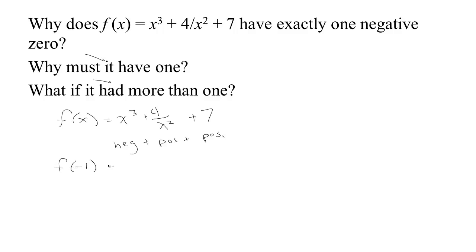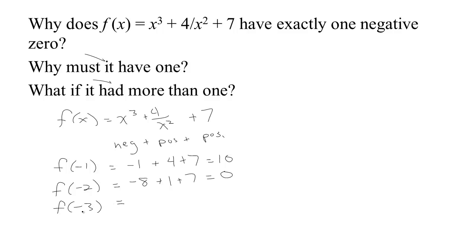If we try negative 1 here, we get negative 1 plus 4 over negative 1 squared, which would be 4 over 1. That's 4 plus 7. So we get 10. We're above the x-axis. But if we go further, let's say we go to negative 2, then we'll have negative 8, and negative 2 squared is 4, 4 over 4 is 1, plus 7. Oh, we actually hit 0, so we're on the x-axis there. So we know it has at least one 0 because we just found one. I didn't expect that to happen.